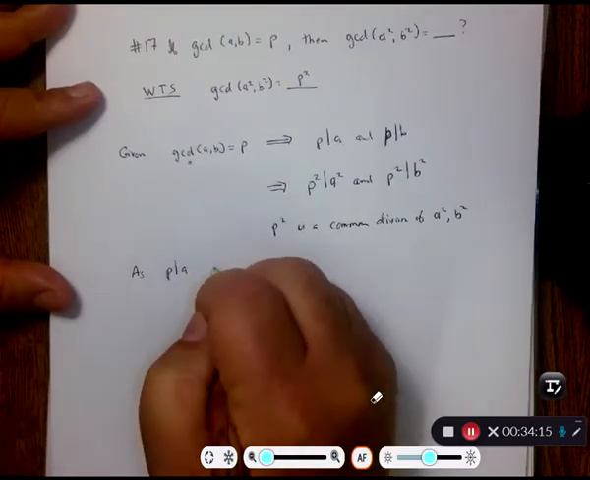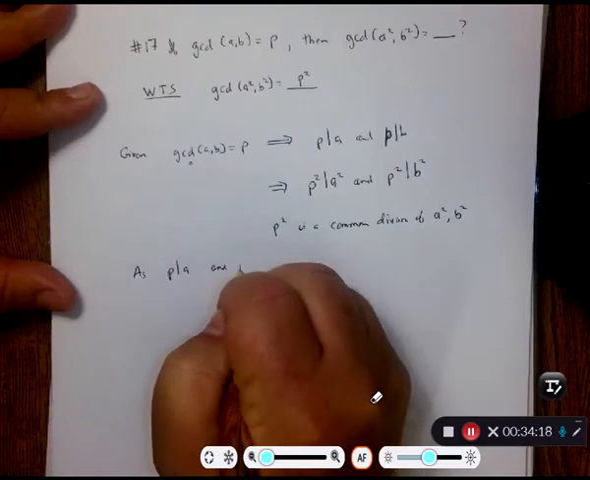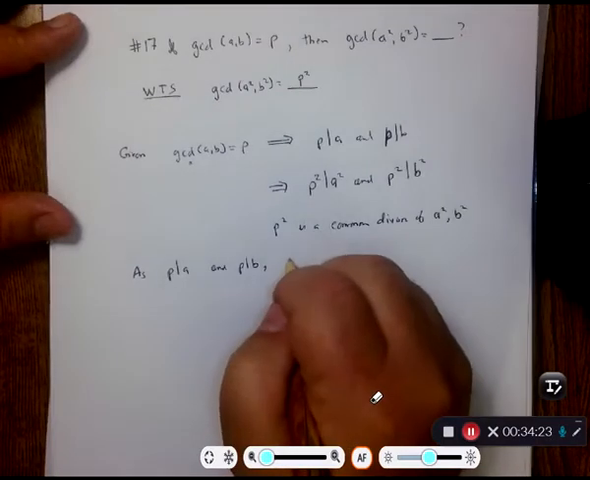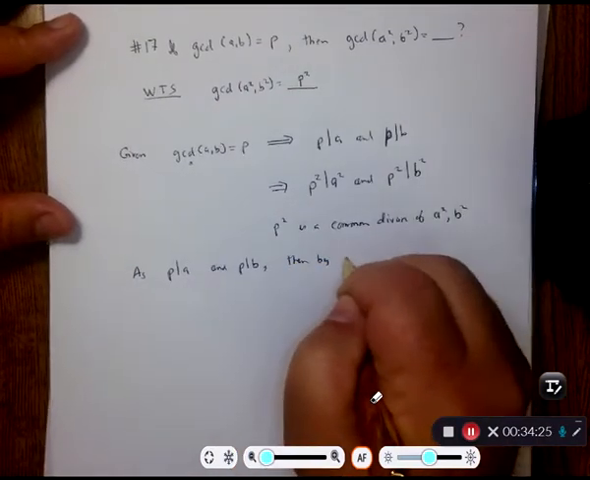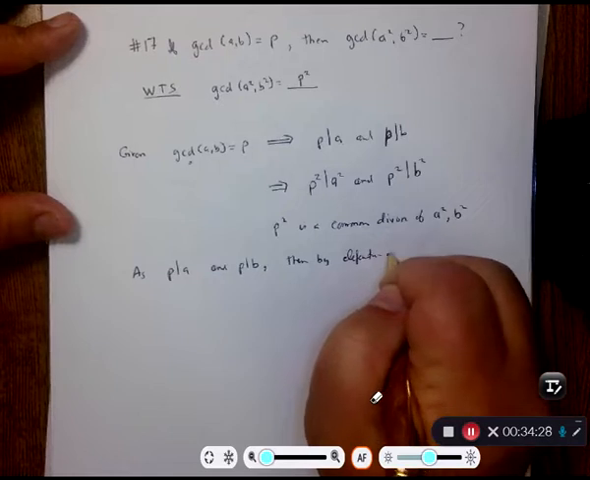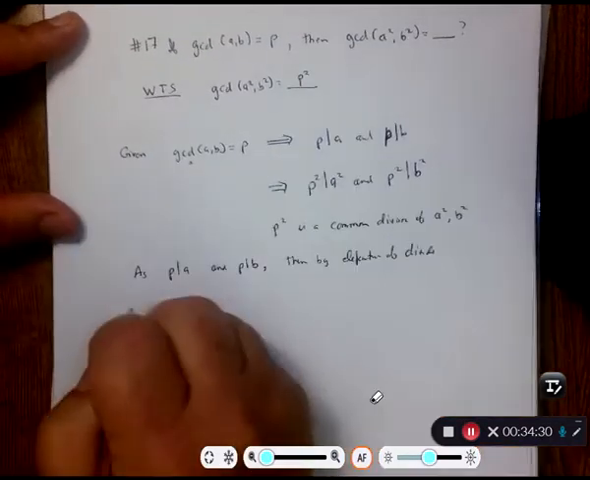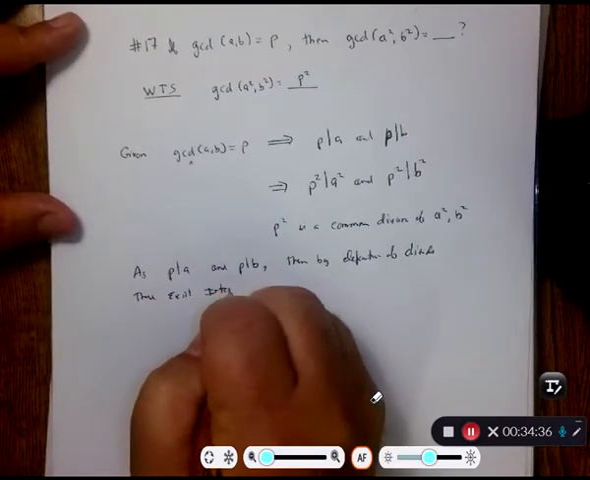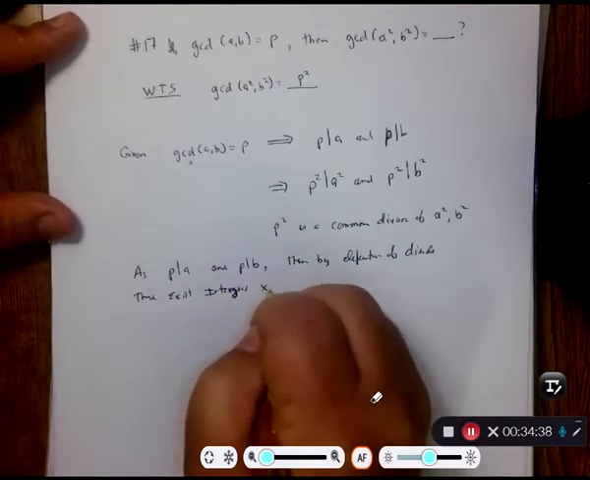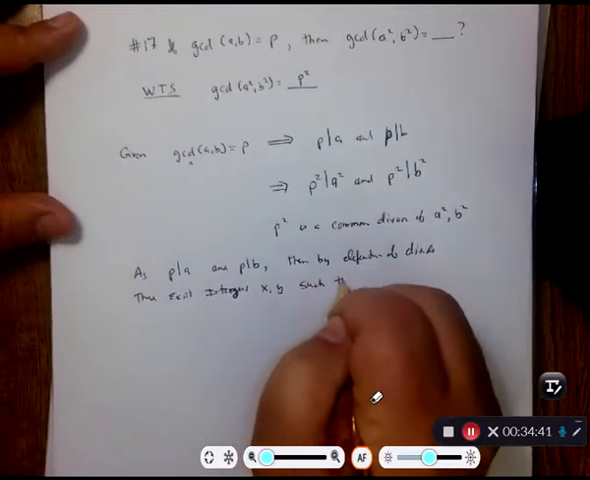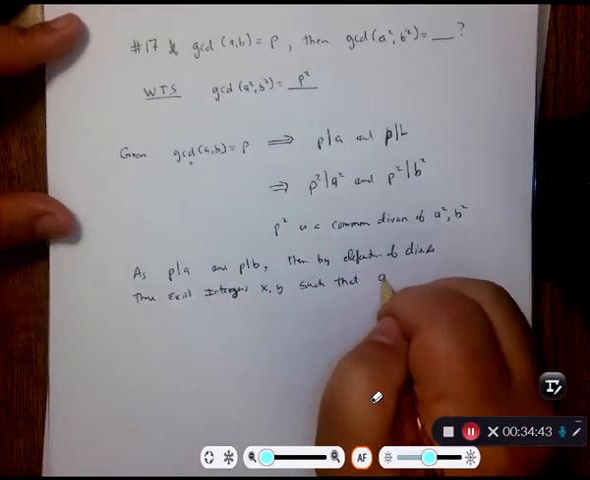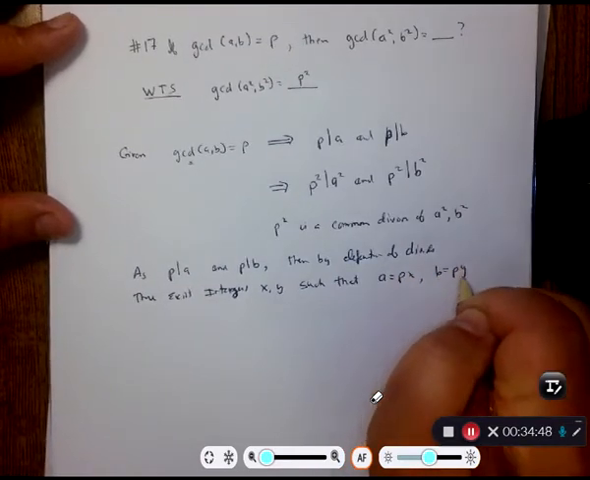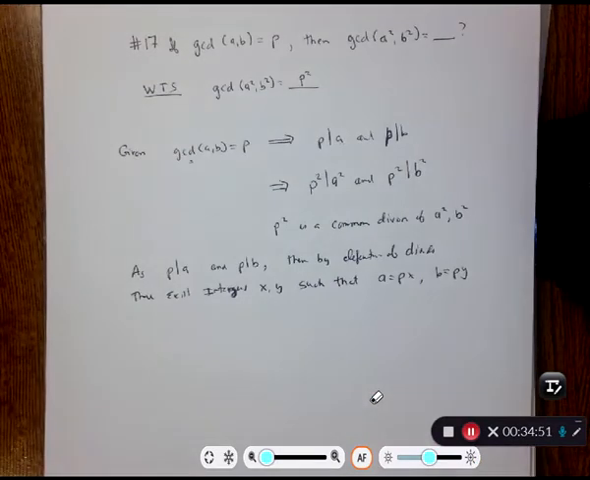As P divides A and P divides B, just a little practice on your definitions, then by definition of divides, there exist integers, pick my favorite guys, x and y, such that, again, it's always about equations, A equals P times x and B equals P times y.